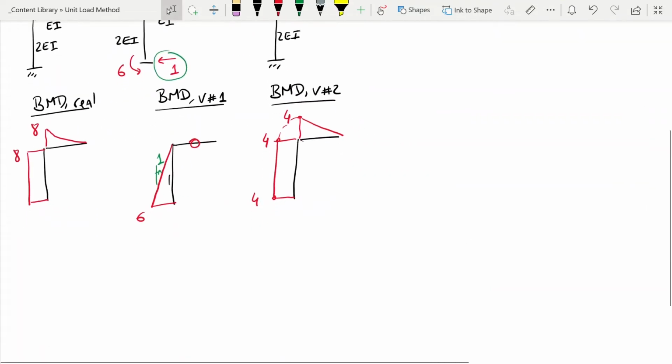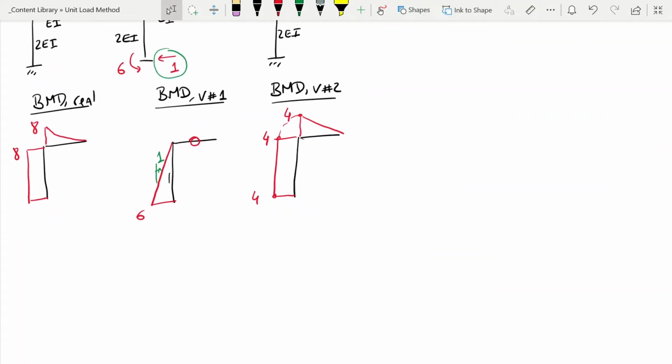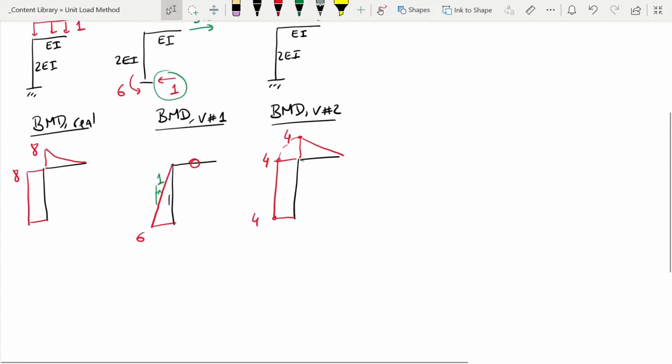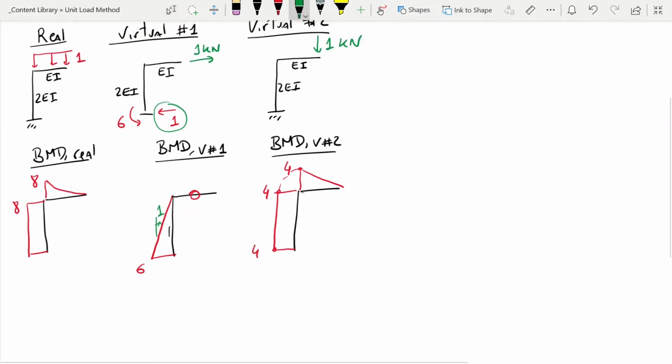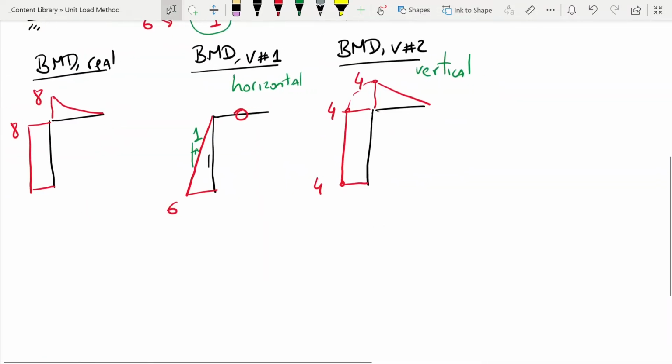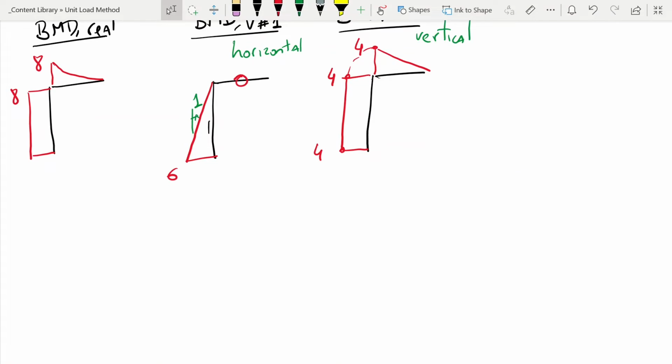So now that we have our real structure and our virtual structure number 1 and virtual structure number 2, we just need to remember that number 1 was for the horizontal and number 2 was for the vertical deflection. So now we're ready to go to our table and start calculating our deflection.